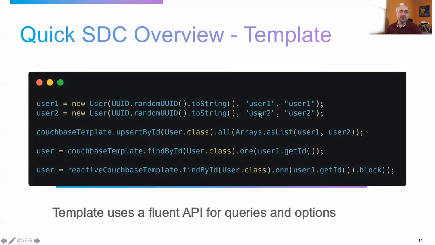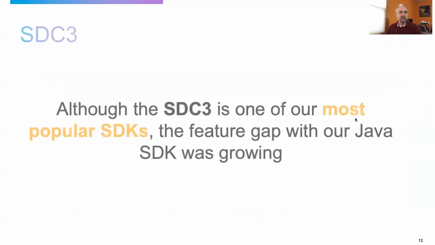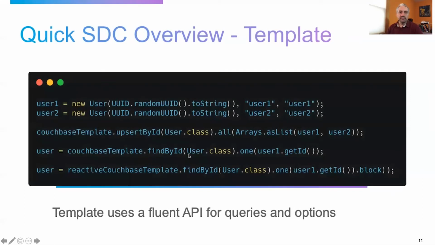And there's also the template. The template API is a little bit longer, wordier, but you can maybe be a little bit more precise in what you're wanting to do. Here, I create a couple users. I use the upsert by ID and pass them as arguments. Let me go back there. Then I can find them.